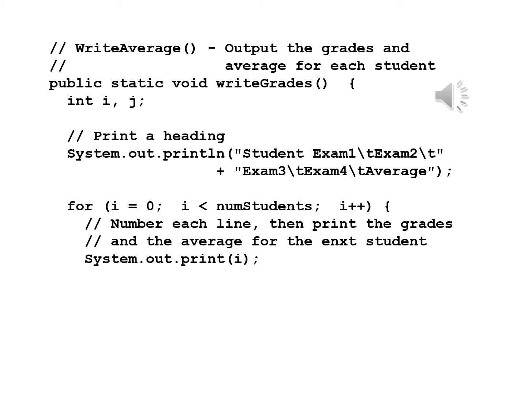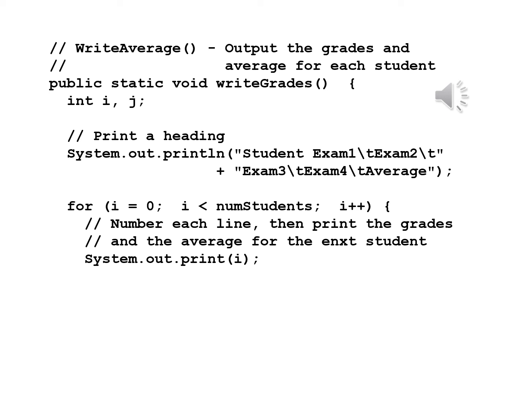Write grades will output not only the averages for each student, but the grades as well. We start public static void writeGrades, and we declare the 2 index variables i and j. We will then write a header: Student, Exam 1, Exam 2, Exam 3, Exam 4, and Average. Each of these separated by a tab. You see 2 strings here specifically because I can't fit all of this on one line on the slide.